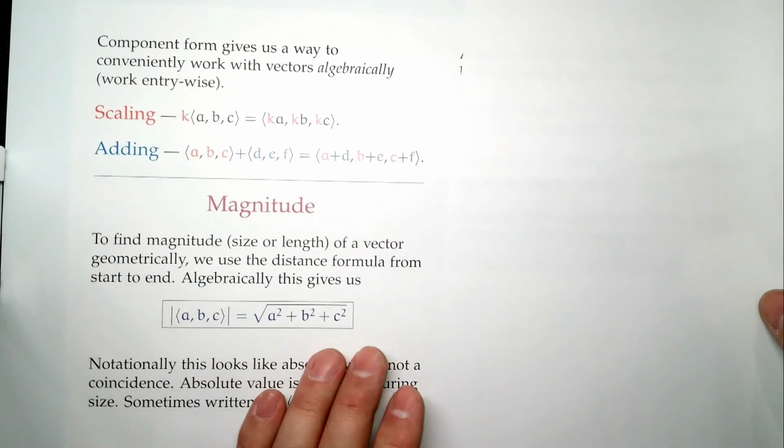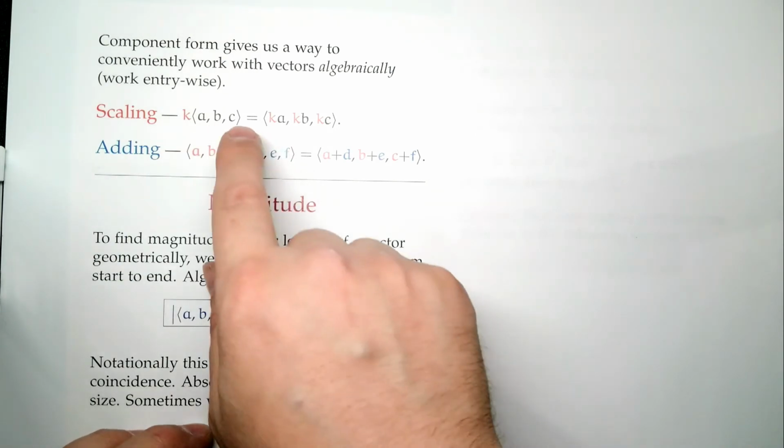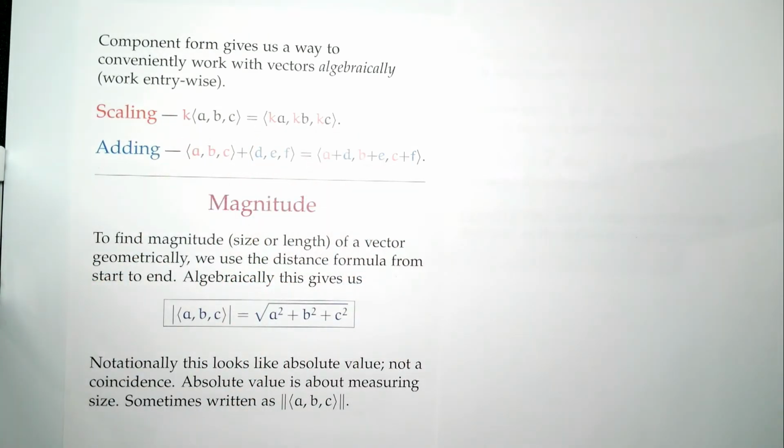Now that we have our component form, what is it good for? One thing it's good for is it gives us a really easy way to do things we've already talked about. We talked about scaling and we talked about adding. For component form, if I want to scale and add, I can do it entry-wise. To scale is to multiply by a constant. So I multiply my vector by some constant k. So here is k times a, b, c. Well, that's k times a, k times b, k times c. I scale in each direction.